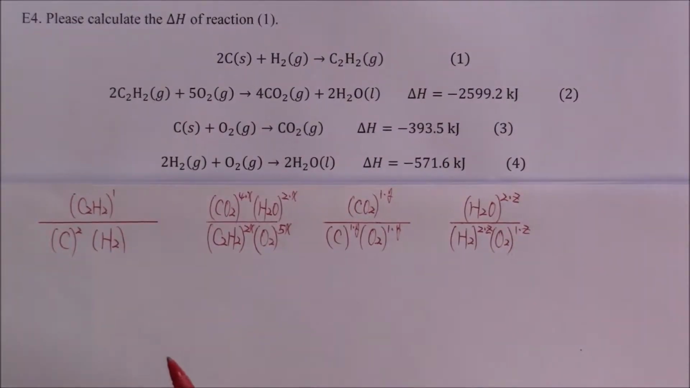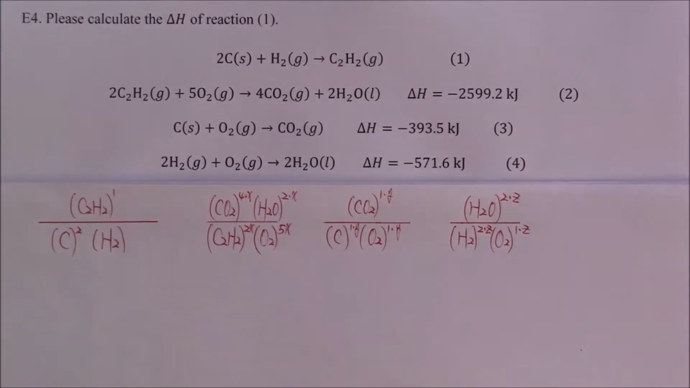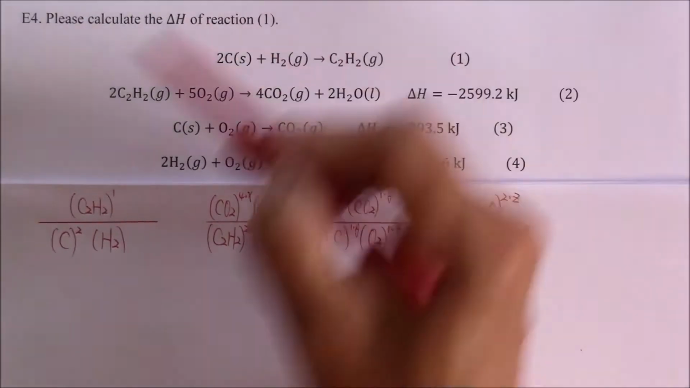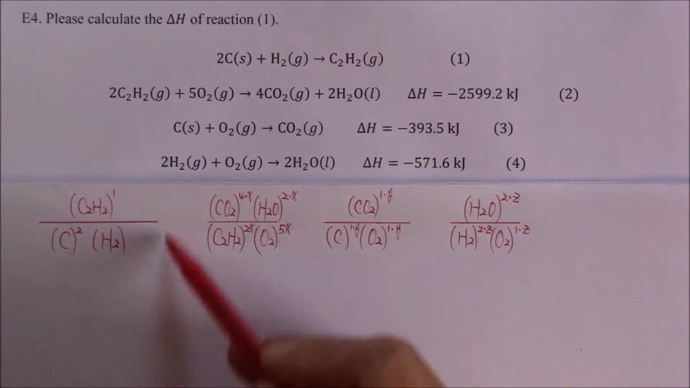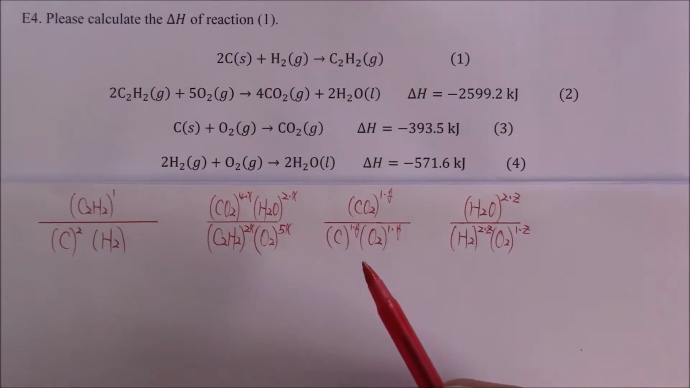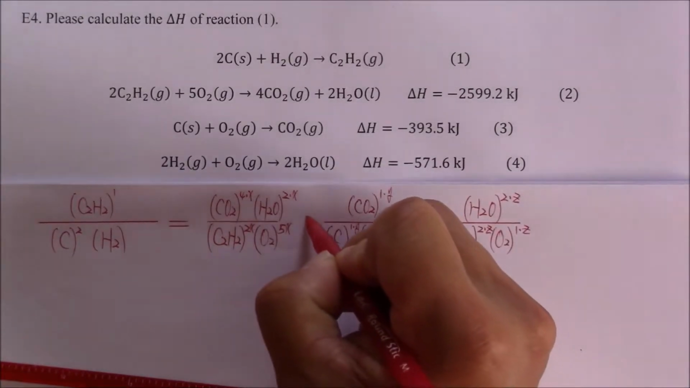To set up the equation, the delta H of the equation we are looking for will be on one side. Because we are looking for the delta H of this chemical equation, therefore, its fraction should be on one side of the math equation. Then, everything else will be on the other side. We will multiply each other. Now let's look at the flowchart.